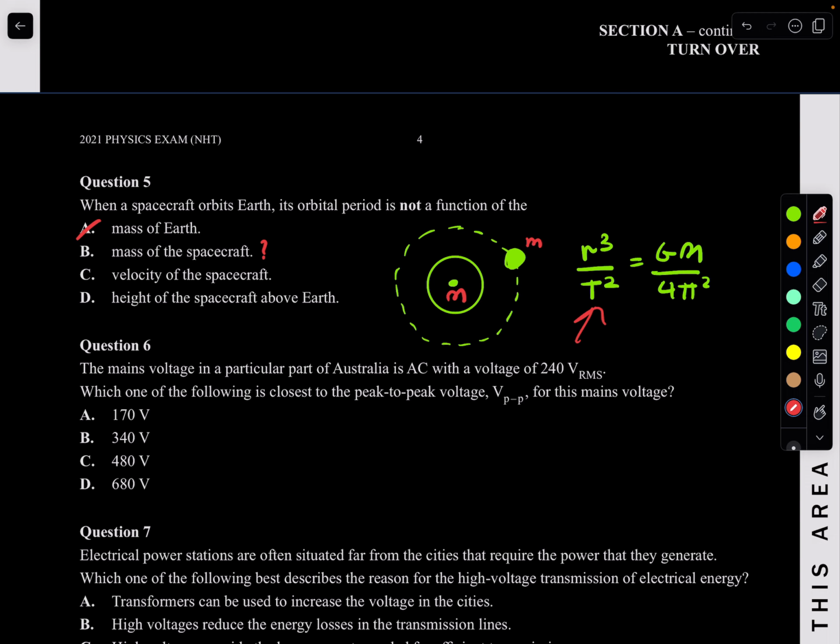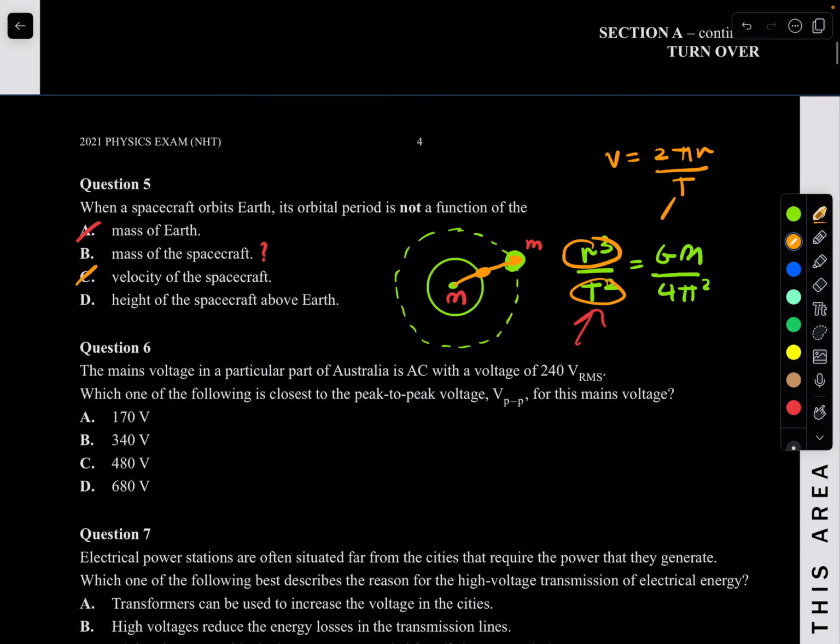C, velocity of the spacecraft. From this formula, v is equal to 2 pi r over T. Remember, T is your period. It is a function of velocity, so that's also wrong. D, height of the spacecraft above the Earth. That's plus your radius, your r value, and it is a function of period. So also that's wrong.